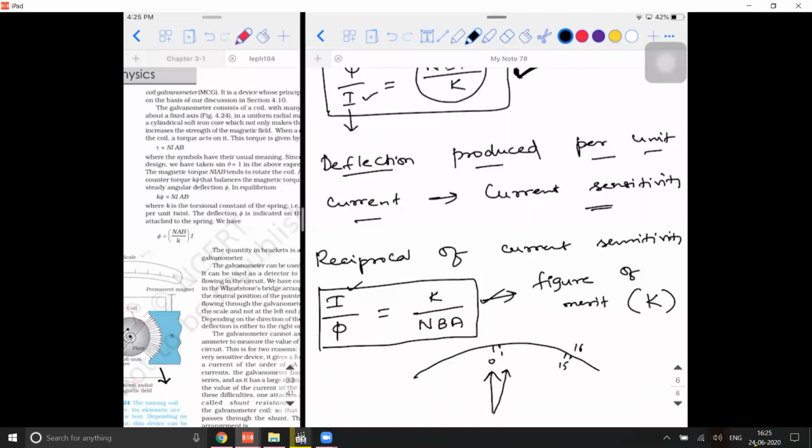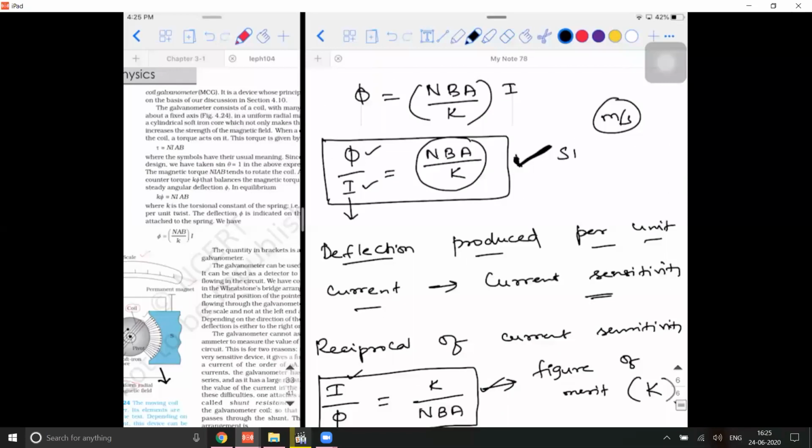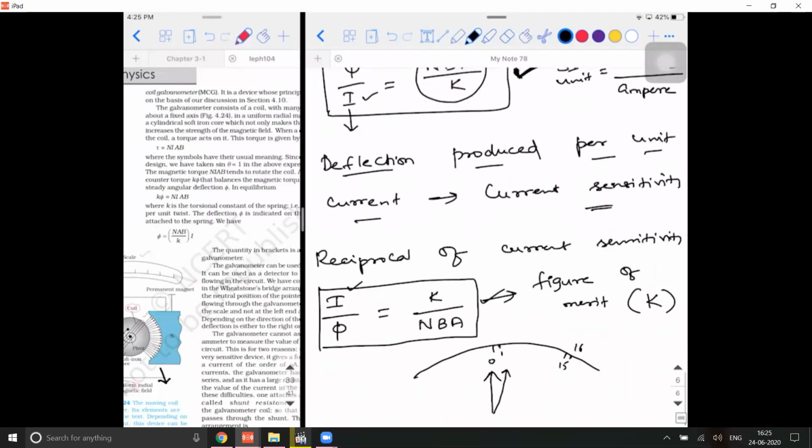Okay. Next, if I see the SI unit here, it is going to be the number of divisions. We don't use the word deflection. The number of divisions per ampere. Then what will be the SI unit of figure of merit? Ampere. It will be ampere per division. Okay. Are people able to understand this? Right. This is a very important concept. Questions will be asked based on this, and this might be your viva question also.